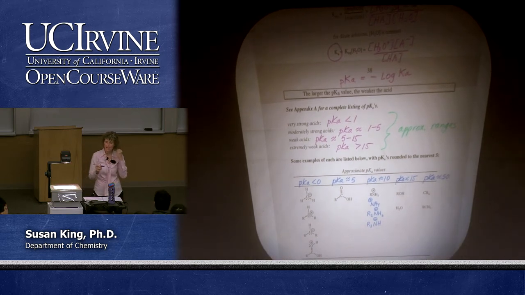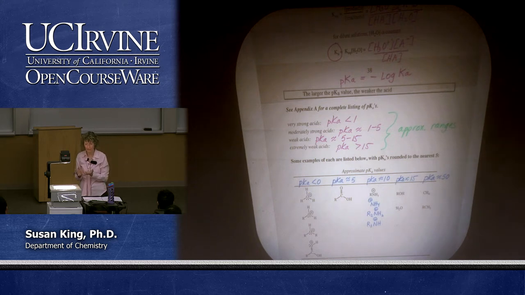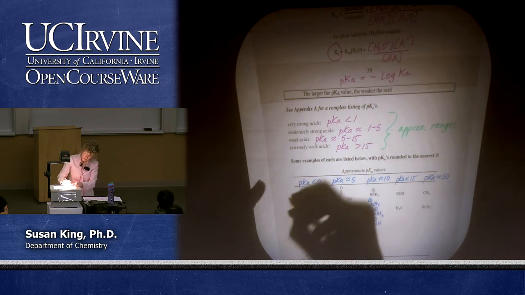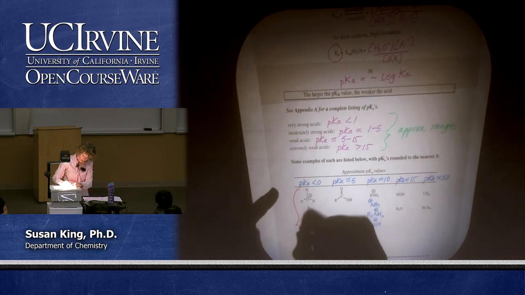So if there's any pKa's other than these, I will provide pKa's on the exam. But these ones you need to know rounded to the nearest 5. Okay? So there's a few things we have to memorize. I always try to minimize that. So these are very strong acids.